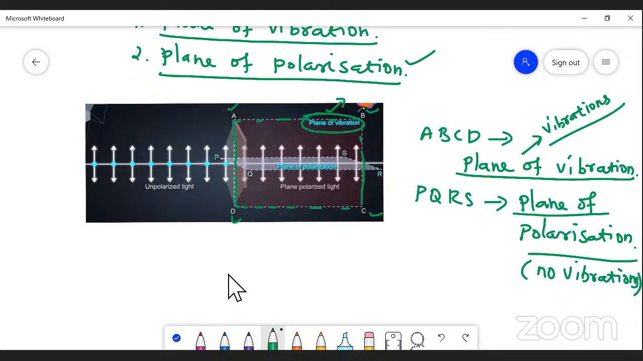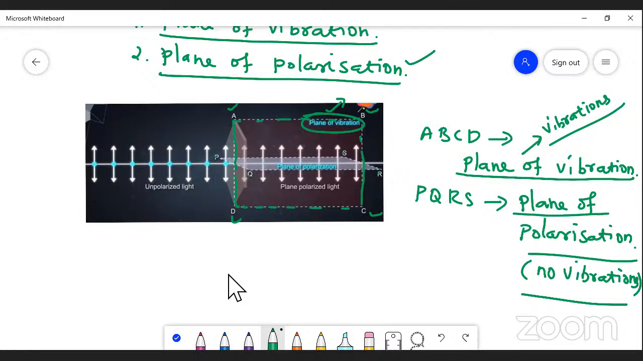No vibrations in the plane of polarization, and the light vibrations exist only in the plane of vibration. So a plane which contains vibrations in it, and which is parallel to the optic axis of the crystal, is known as the plane of vibration. A plane which is perpendicular to the plane of vibration, in which there is no light vibration, containing only the direction of propagation of the light wave, is known as plane of polarization.